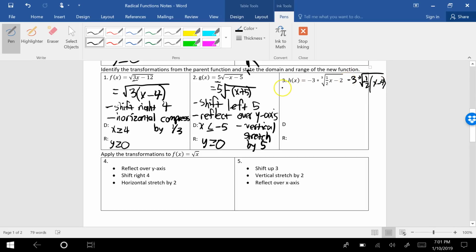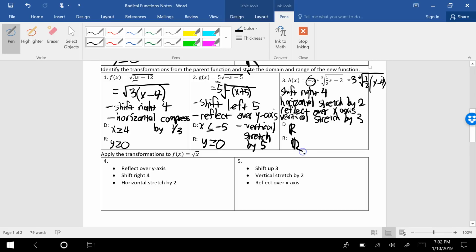So we have a shift right by 4, and we have a horizontal stretch by 2. And then the vertical transformations, we have reflect over x because it's negative, and we have a vertical stretch by 3. All right, now, since this is a cube root function, the domain and the range were all real numbers when we started, so they're still all real numbers when we finish.